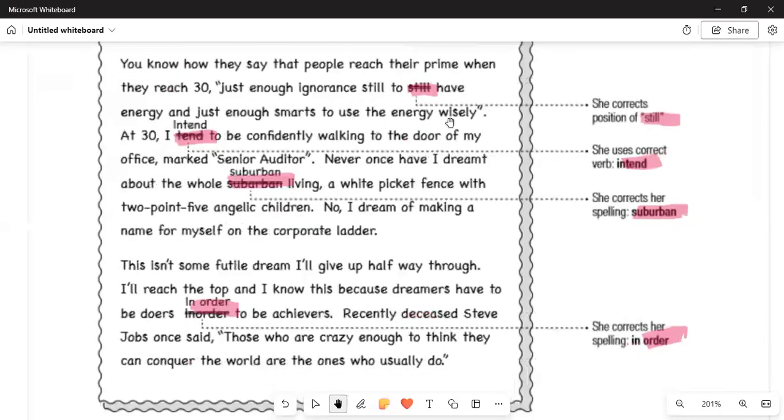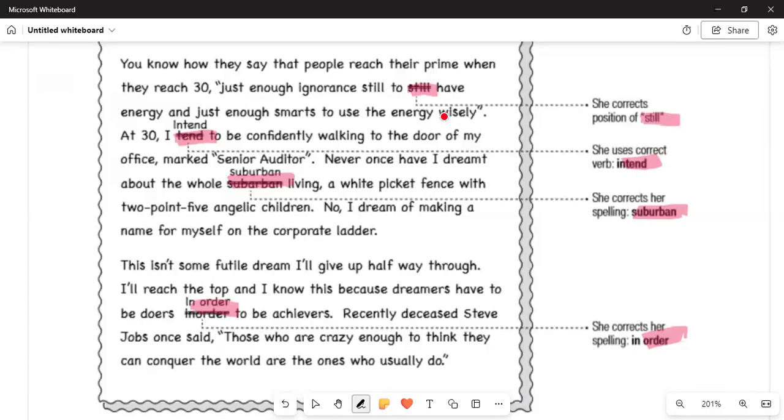You know how they say that people reach their prime when they are 30. Just enough ignorance still to have energy and just enough smarts to use the energy wisely. At 30, confidently walking to the door of my office, marked senior auditor. Never once do I dream of a white picket fence with 2.5 allergic chickens. I dream of making a name for myself on the corporate ladder.